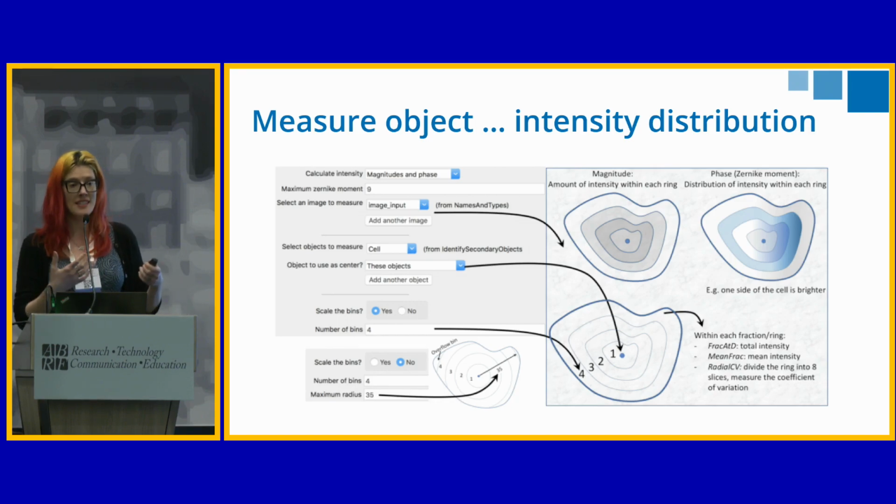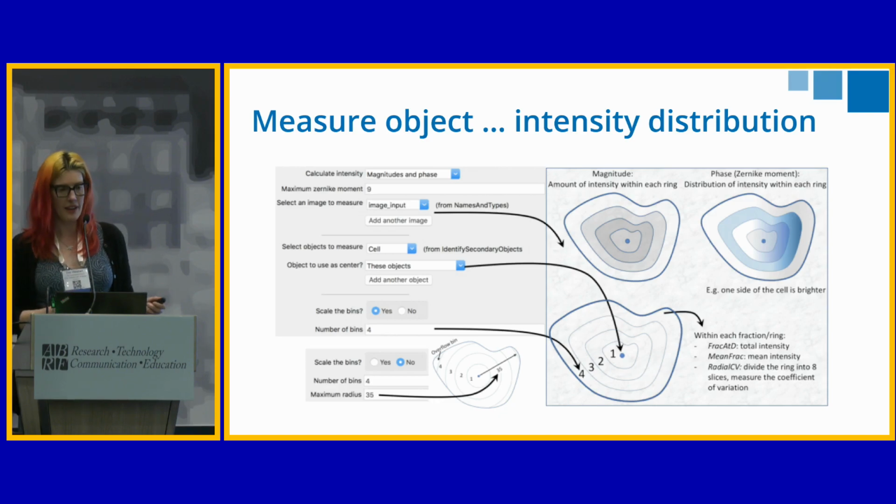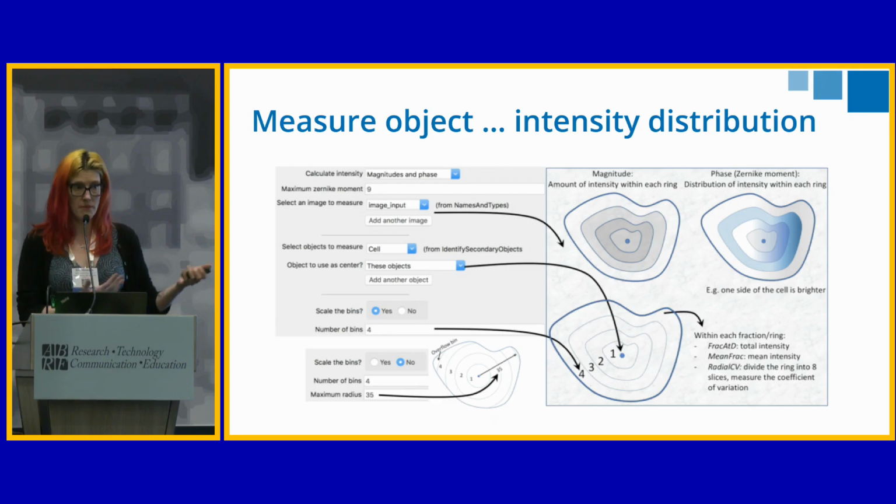We can do more descriptive things using math. So we can look at intensity distributions, for example, where we can say, okay, not only am I interested in the overall intensity within an object, I want to know more about where is that intensity. Is it shifted to one side of the cell? Is it more concentrated at the center of the cell? We can use math to describe this in a very quantitative fashion.